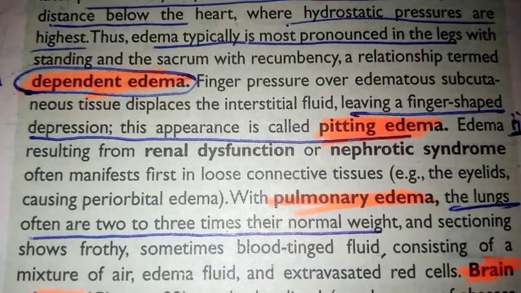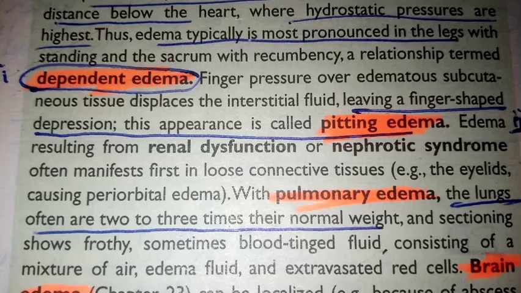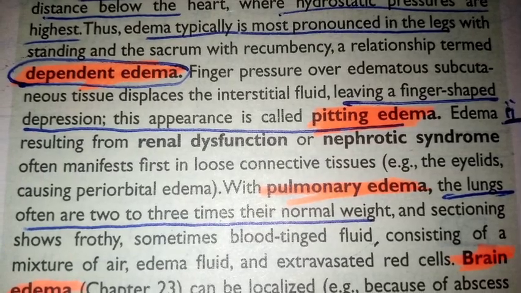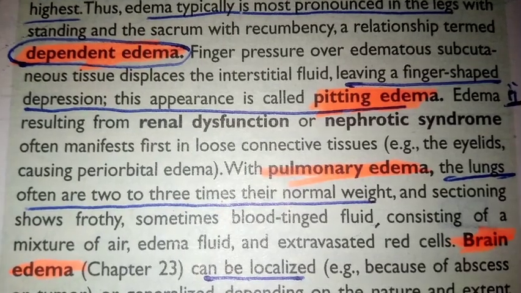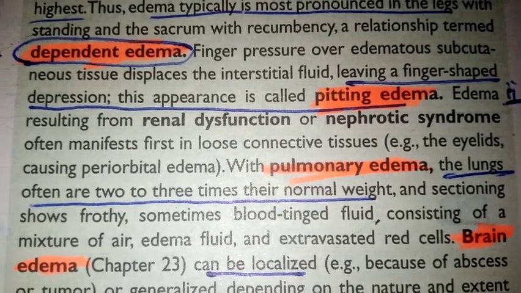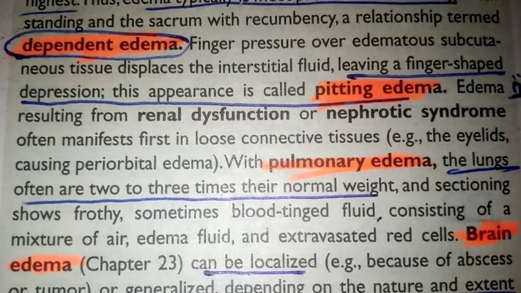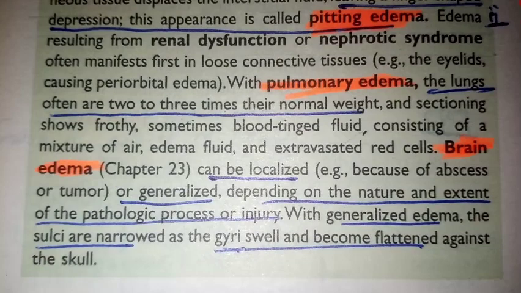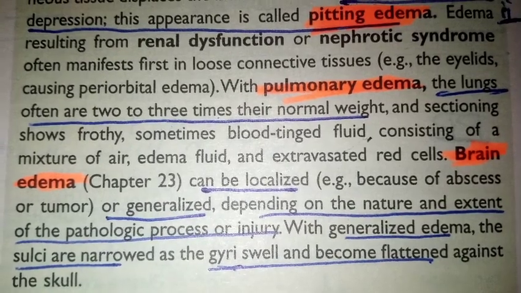Then edema resulting from renal dysfunction is often manifest first in the loose connective tissue, like the eyelids, causing periorbital edema. With pulmonary edema, the lungs often are 2 or 3 times their normal weight due to the accumulation of fluid, and sectioning shows frothy, sometimes blood-tinged fluid consisting of a mixture of air, edema fluid and extravasated red cells.